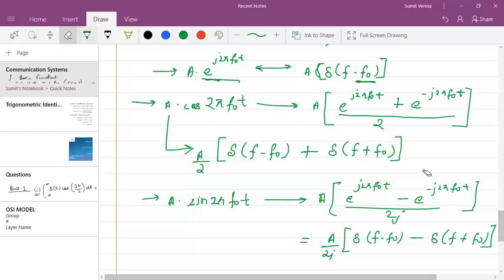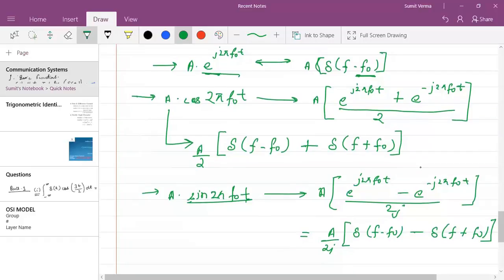This is minus. So this is how we define the Fourier transform of sinusoidal functions. Both sine and cos are sinusoidal functions.